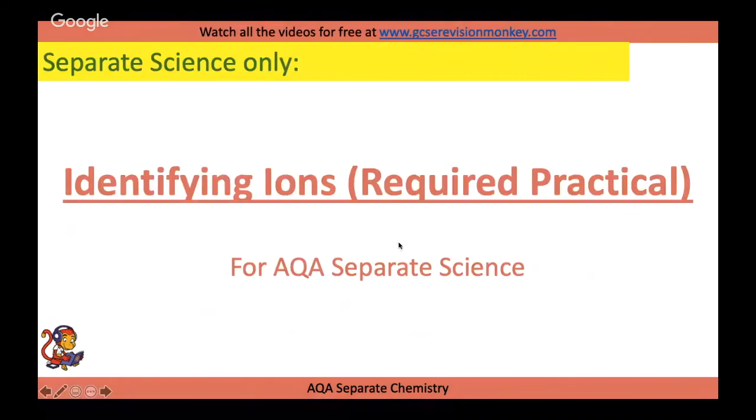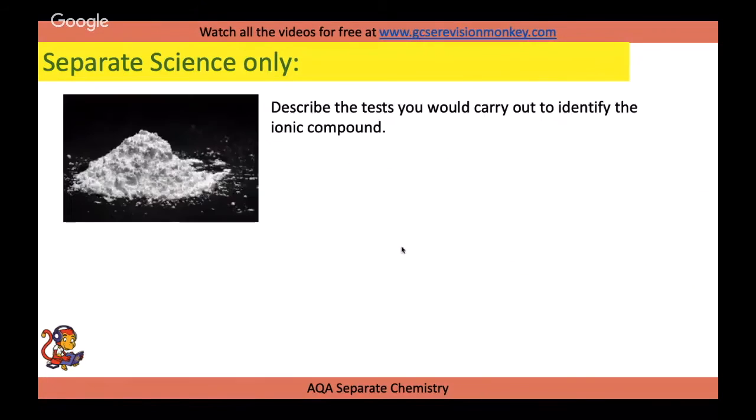So identifying ions is the required practical. This is the bit that nobody finds easy. There are a lot of different practicals to remember for this. So why do we do it? Well, let's have a look at this compound here. This could be absolutely anything.